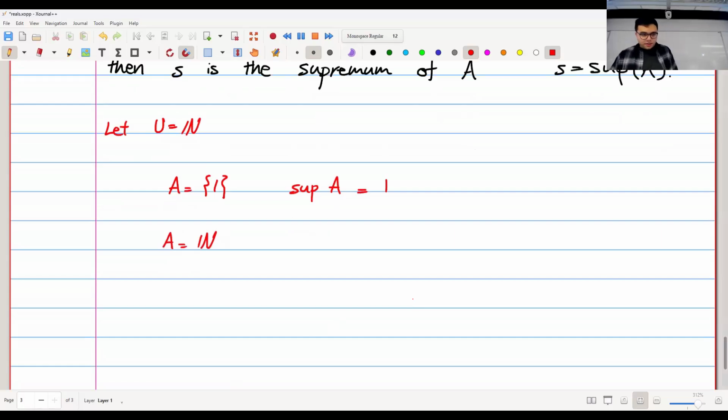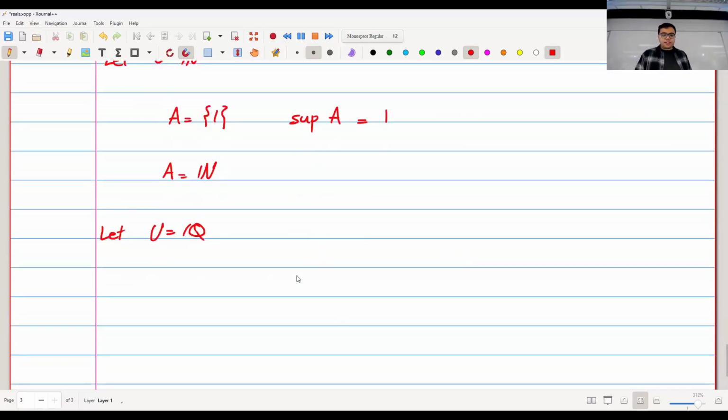But let's now change our universe. Let's say my universe is rational numbers now. Again, I can have a set that has a supremum, and its supremum is its maximum. It's in the set itself. Just take the same set A, just one number.